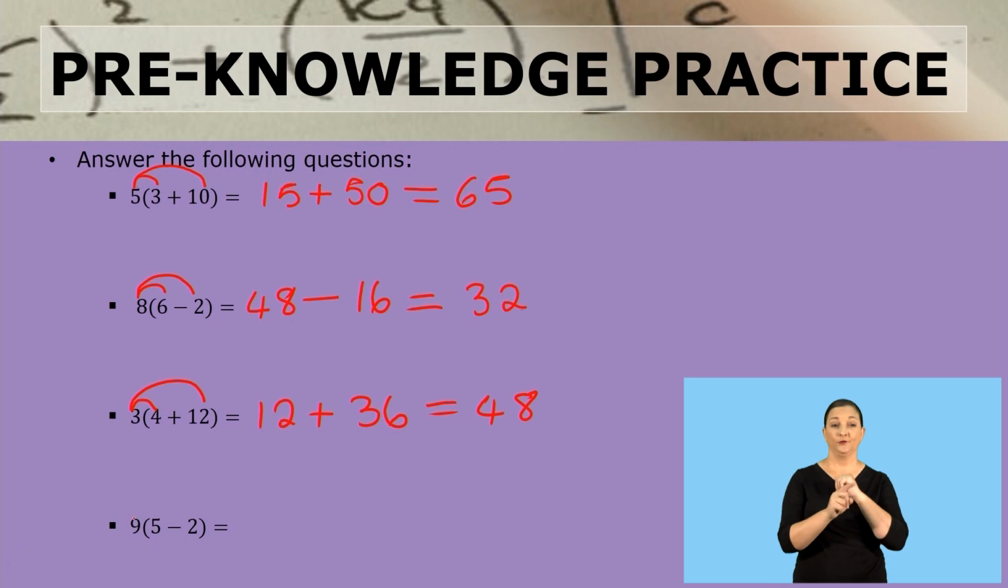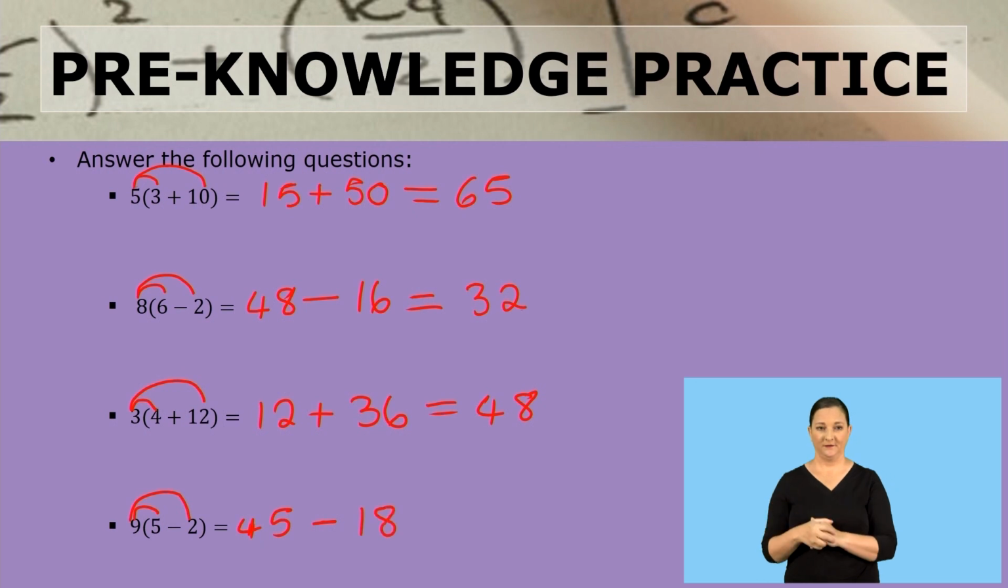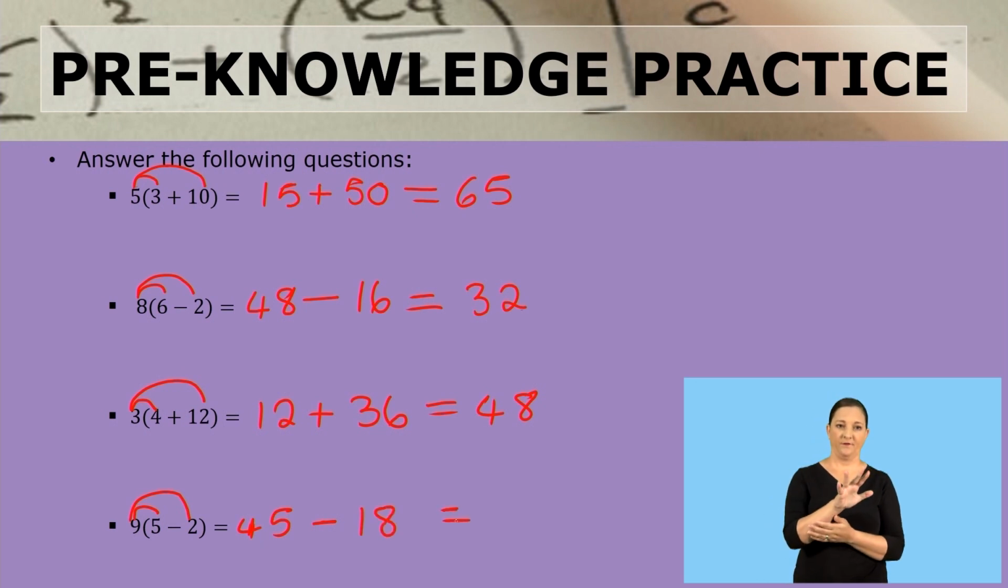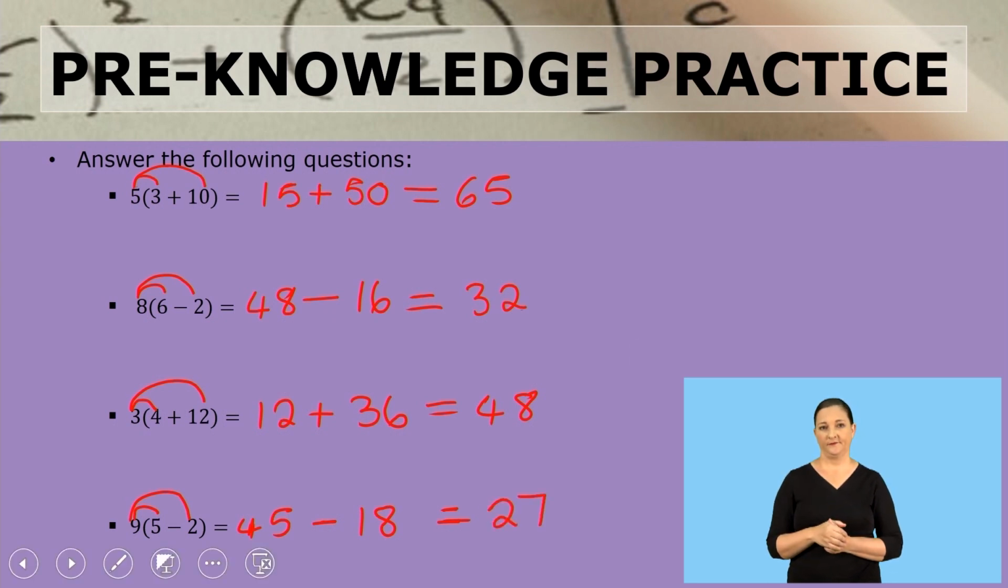And the last one there, I'm going to distribute those. 9 multiplied by 5 is 45. And if I minus 9 multiplied by 2, that gives me 18. So if I say 45 minus 18, we know that that will give me an answer of 27.